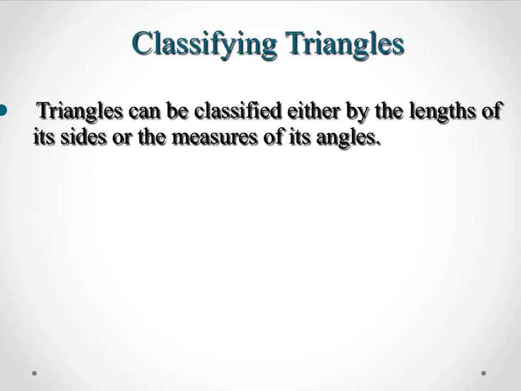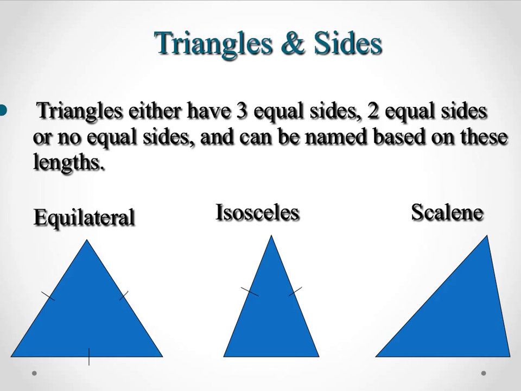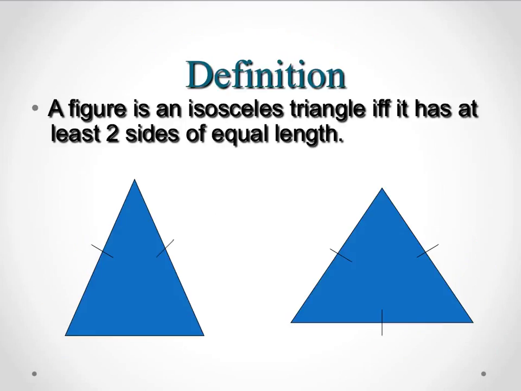Triangles can either be classified by the lengths of their sides or the measure of their angles. If we're classifying triangles by their sides, we have three different types: equilateral, isosceles, and scalene, depending on the number of equal sides that they have. Okay, so here's our official definition. A figure is an isosceles triangle if and only if it has at least two sides of equal length.